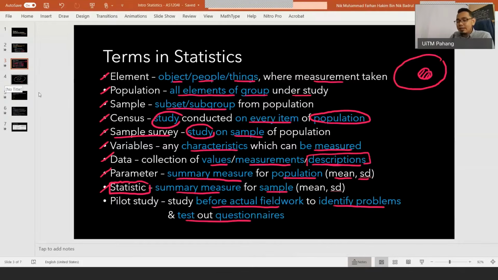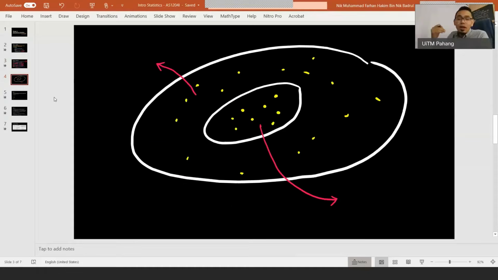Alright, so let's take this analogy here. The big one will be the population. So I'm going to write population here. Population. And the small one here will be the sample, because sample is just a subset from the population. And that yellow dots here, that one will be the element, because dia adalah milik dalam population dan sample tadi. Alright, element.